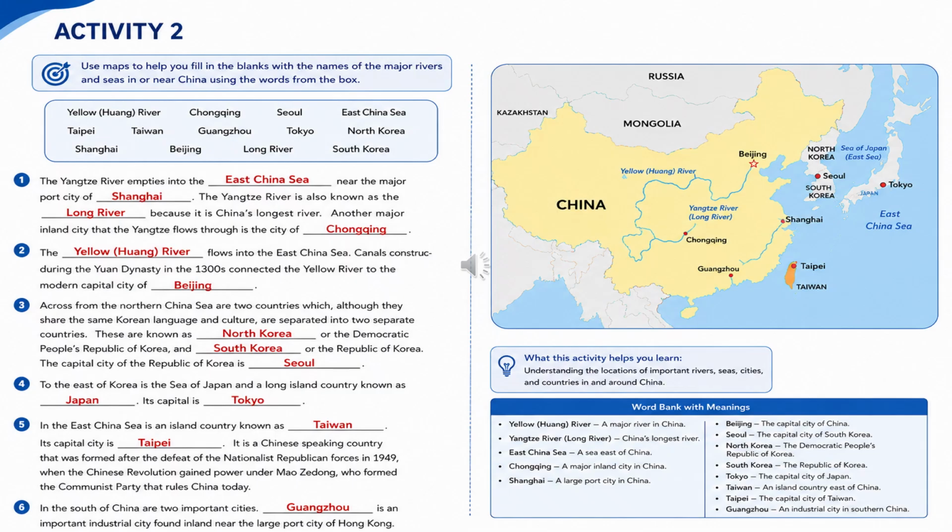So excellent. As you can see, this activity is not just about filling in the blanks. It also helps us understand where important rivers, seas, cities and neighboring countries are located. The more you practice using this map, the better you understand the geographical features of the region, and your geographical skills will improve. Now that we have completed this activity, we can move to the next activity.